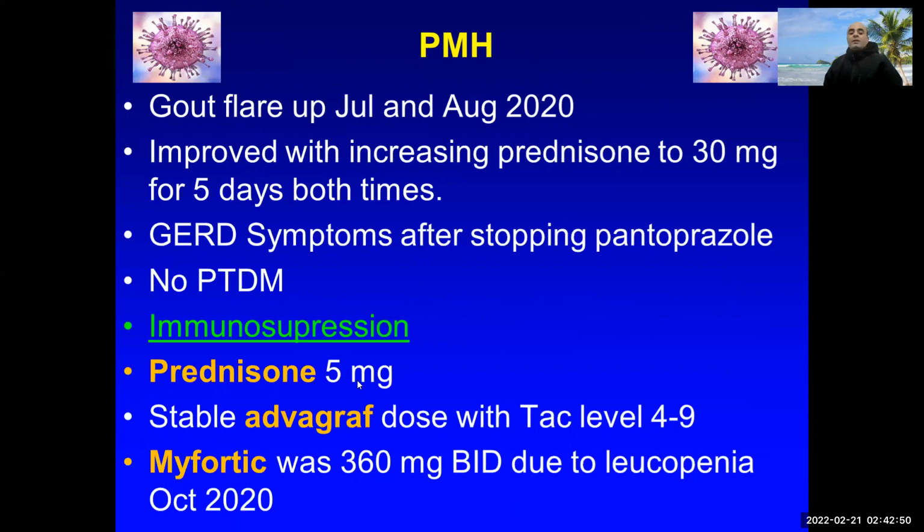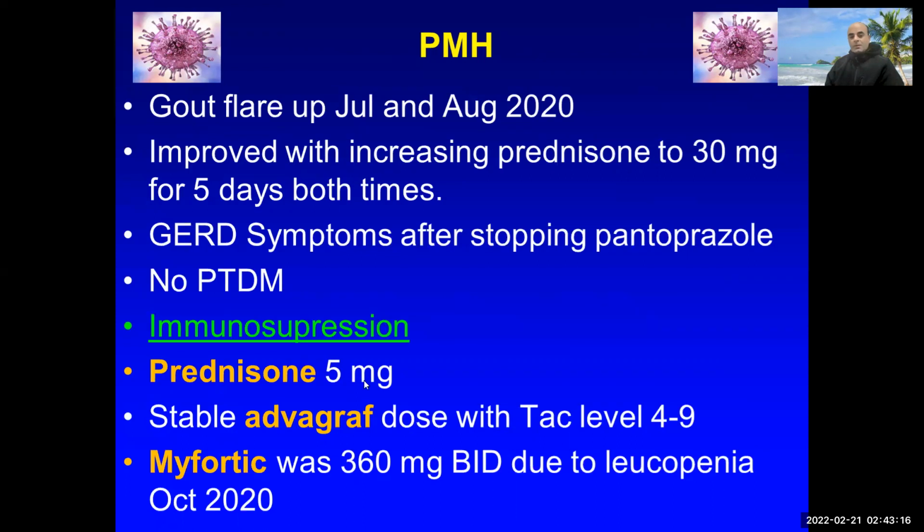You can also give an analgesic, either Tylenol or paracetamol, or hydromorphone for patients with severe pain. GERD symptoms after stopping pantoprazole, and no post-transplant diabetes. Immunosuppression: prednisone 5 mg, Advagraf dose with trough level 4 to 9, and Mycophenolate 360 already decreased because of leukopenia.